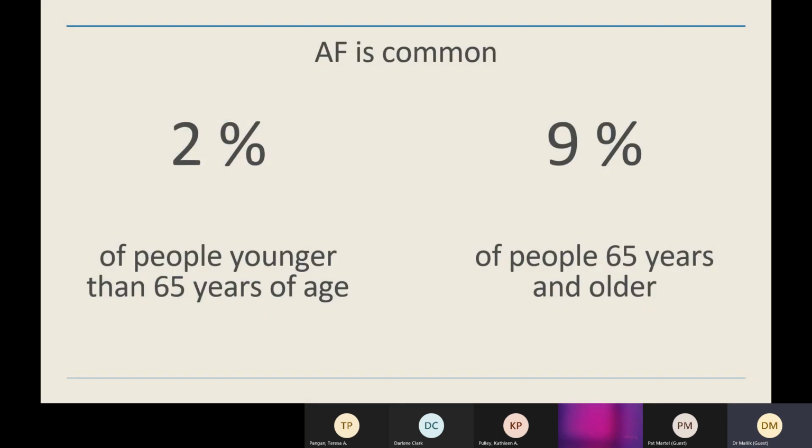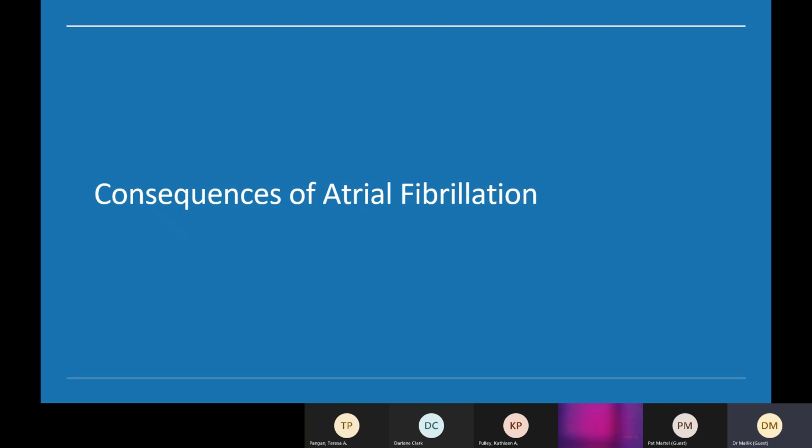Again, as we grow older, the chance of getting AFib is higher. In people 65 years or younger, AF is relatively not that common, only 2%. But in people 65 years and older, the number jumps up to 9%, meaning 1 in 10 will have atrial fibrillation. So again, we are limiting ourselves to mostly an overview of atrial fibrillation until we get to the stroke point. Atrial fibrillation is a huge topic to discuss.